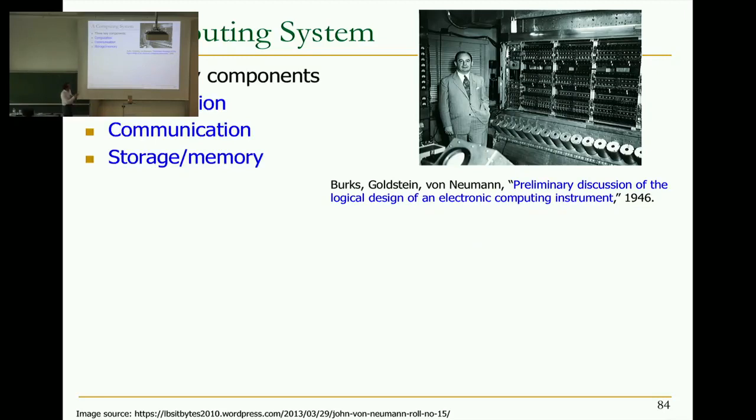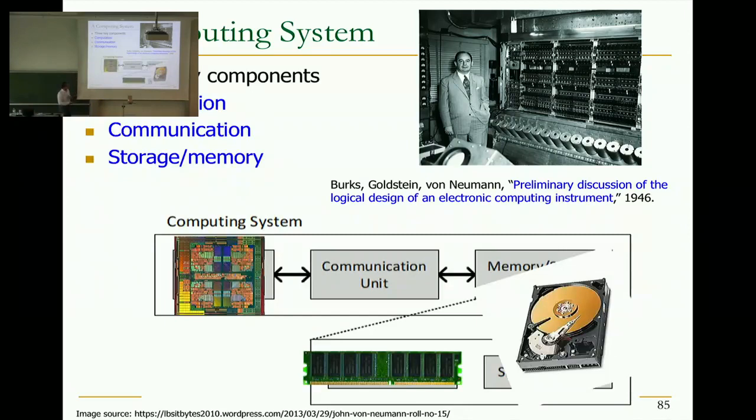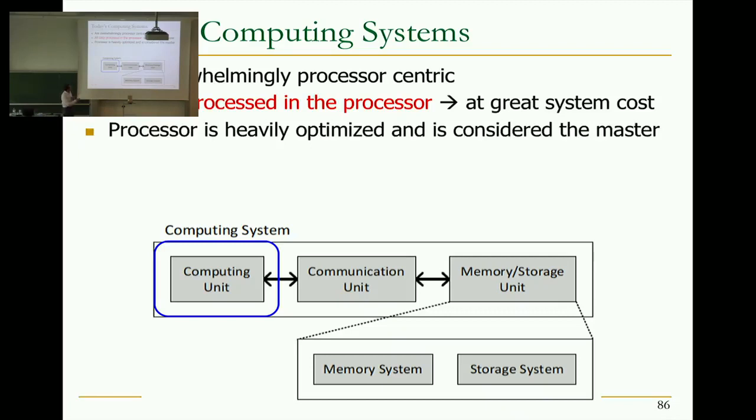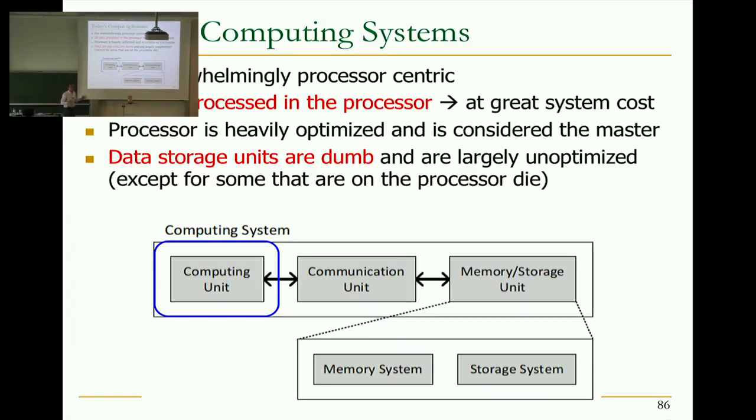If you look at a system today, we have heavily optimized this computing unit, but we've mostly ignored the rest of the units. Essentially, data is processed only inside the processor or in the accelerators. I use computing unit to refer to processor and the accelerators, at great system cost. This is heavily optimized and is considered the master. Everything else is considered the slaves, and they're dumb. They're largely unoptimized. They cannot do processing on their own. They have to send the data to the computing unit, and the computing unit basically orchestrates the processing. It does the processing, and no one else does the processing.